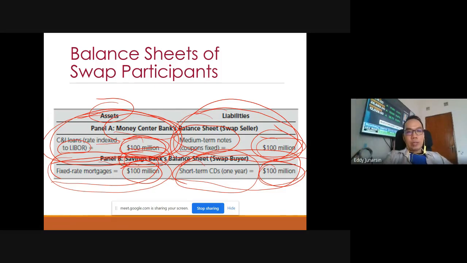But of course, in reality, we can't find something that really matches from the two perspectives or two points of view. So if this is not equal, then they have to figure out the amount of money that they could make a contract on. Maybe they could only make a $50 million contract, or something like that. So in real life, it may not be possible to have this kind of perfectly matched notional value between the two entities.